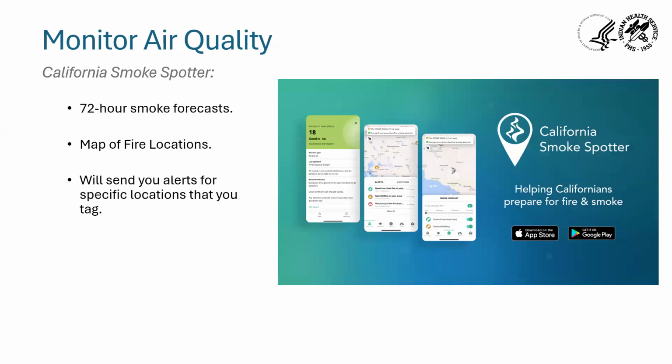Next is another resource for monitoring. This is the California Smoke Spotter app. It's fairly recent. I think it came out within the last couple of years. It allows you to ping a specific location on the map and it'll give you 72-hour smoke forecasts, maps of fire locations, and it also sends you alerts for those. So if you have an elder not living with you and you just want to ping their location to monitor for them, it's a useful tool for that.